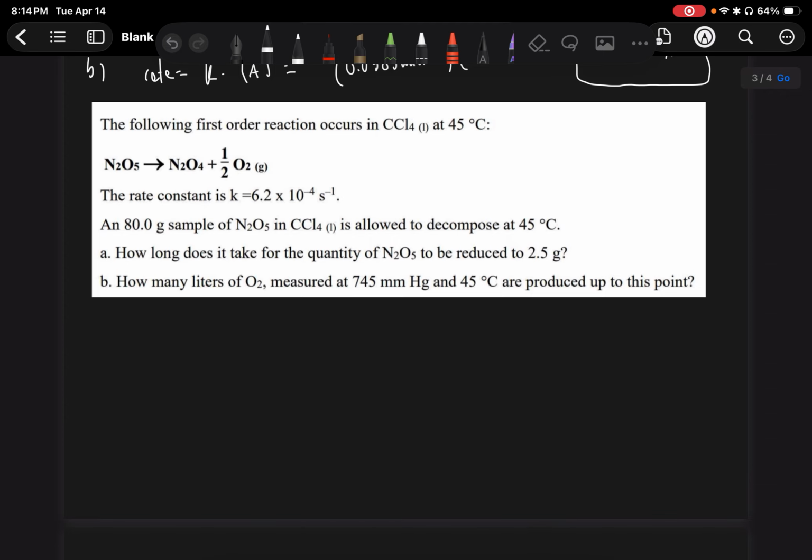The following first order reaction occurs in carbon tetrachloride at 45 degrees Celsius. The rate constant is K equals 6.2 times 10 to the negative 4 per second. An 80 gram sample of N2O5 in CCl4 is allowed to decompose at 45 degrees Celsius. How long does it take for the quantity of N2O5 to be reduced to 2.5 grams? How do you do this, bro?